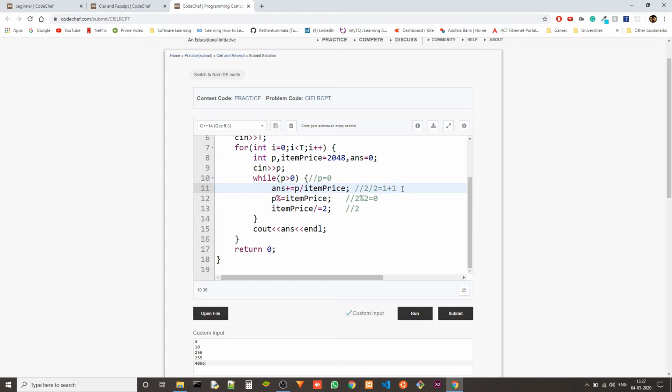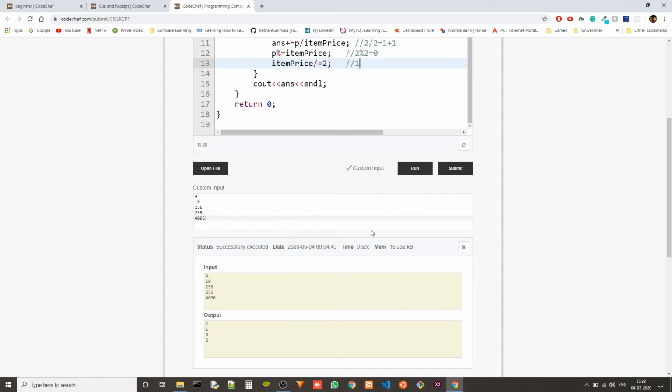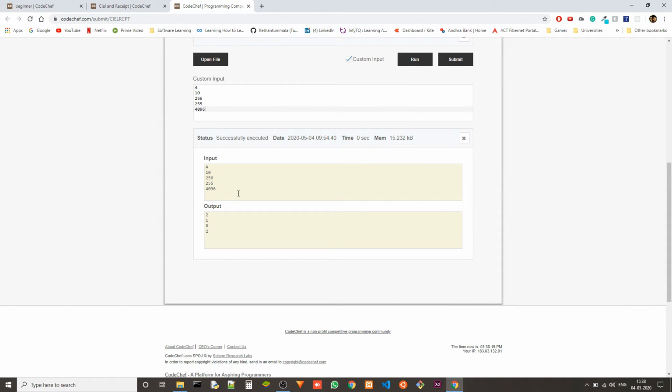So the answer is 2 now, and the item price is divided by 2 again, so it will become 1. But now, since the price is 0, we'll be exiting the loop. Okay, so we exit the loop and we just print the answer, which is 2, which means we have added 2 items into our menu. So with that, we can find the minimum number of items we can add to meet our price, right?